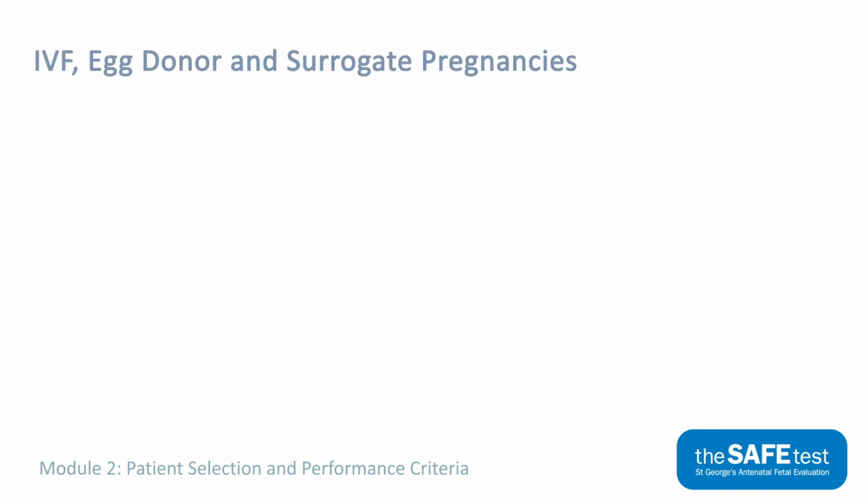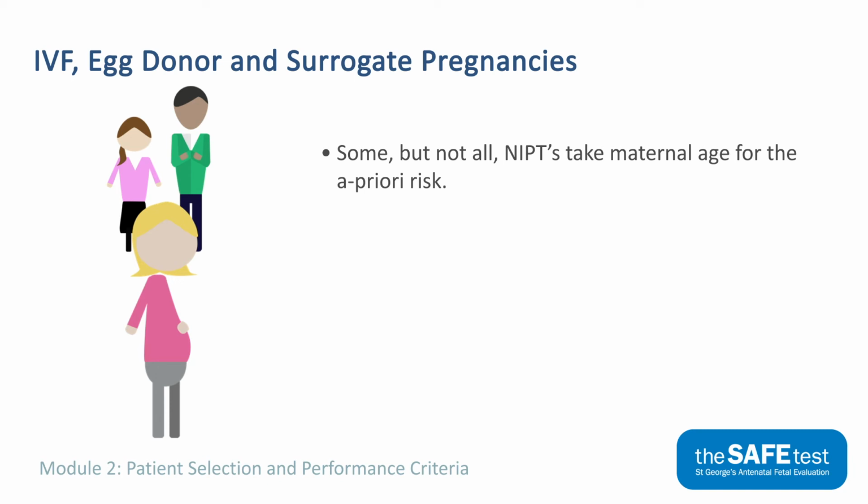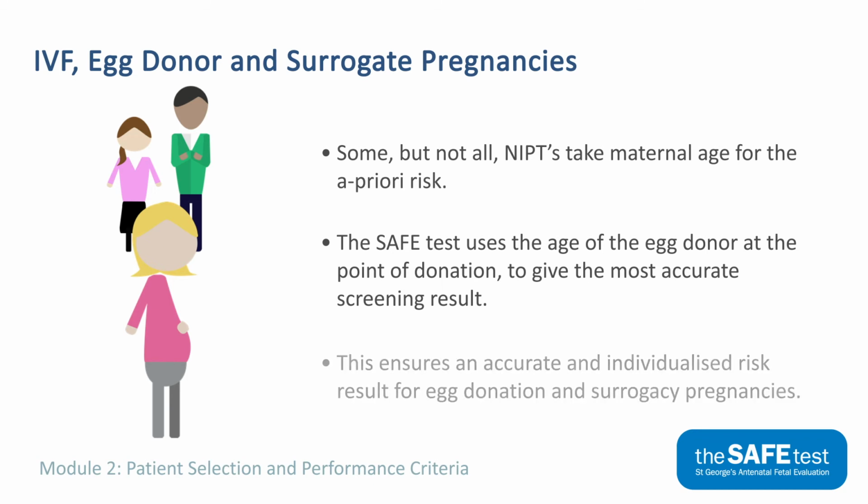NIPT screening is suitable for IVF, egg donor and surrogate pregnancies. The SAFE test uses the age of the egg donor at the point of donation to give the most accurate screening result. This ensures an accurate and individualised risk result for egg donation and surrogacy pregnancies.